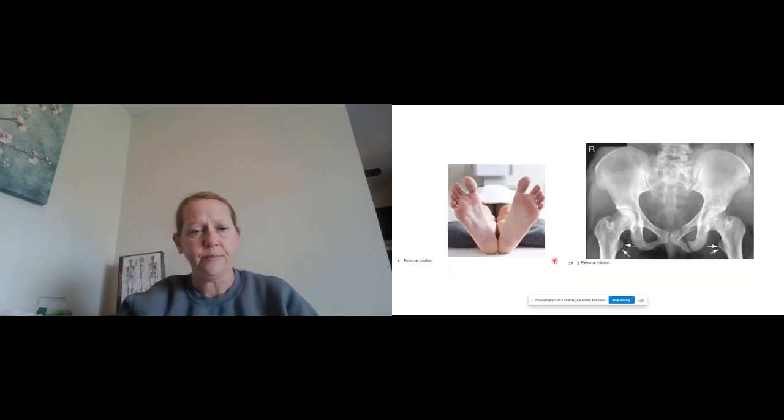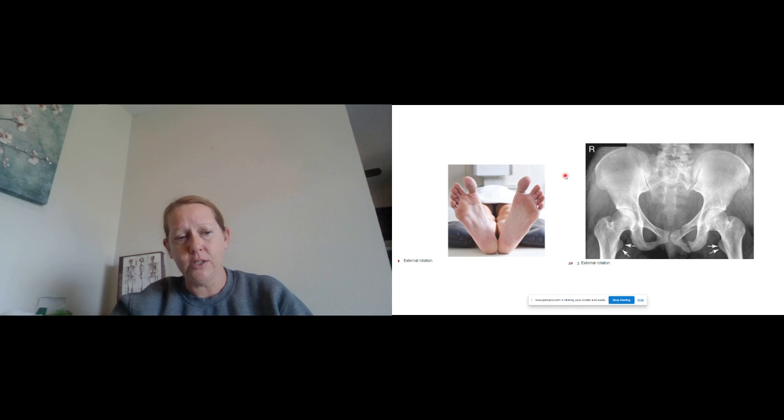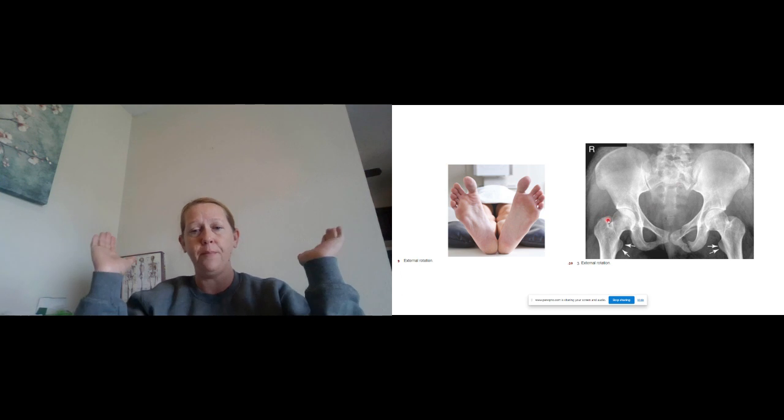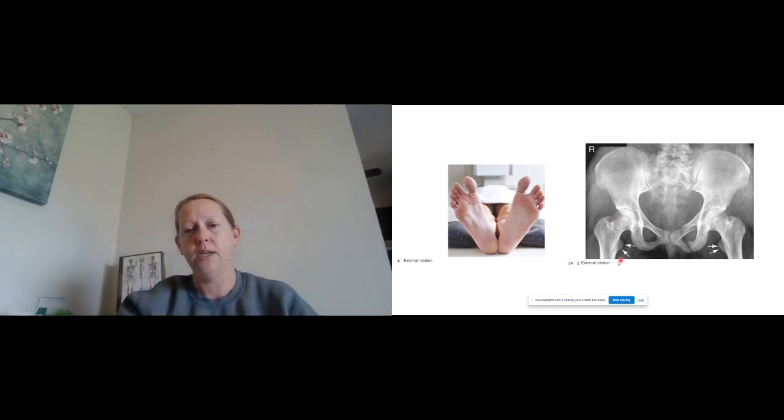Okay. So here is an external rotation when you have the feet parted and externally rotated. Your greater trochanters come up and over, and you see the lesser trochanters in greater profile. And here you can see a nice fracture of the pubic rami.